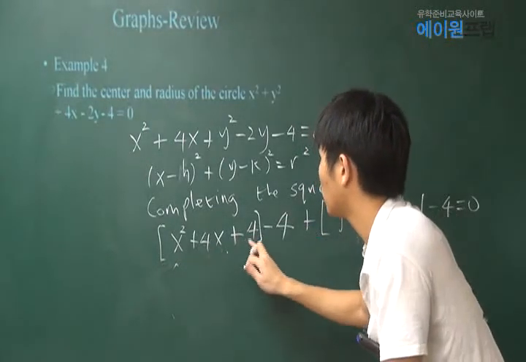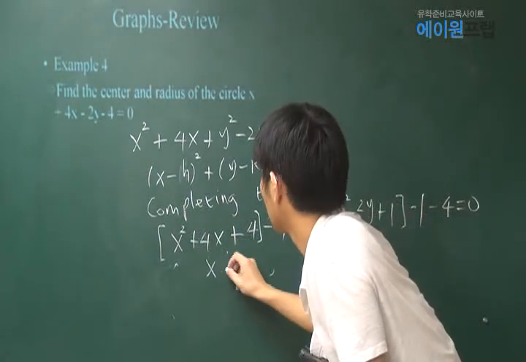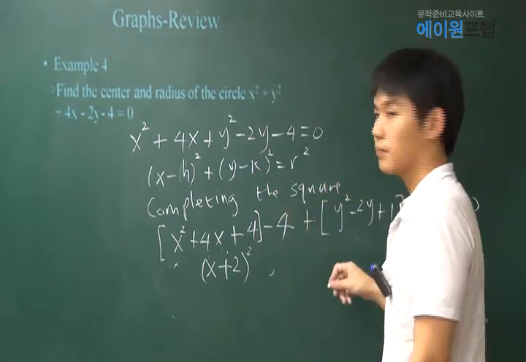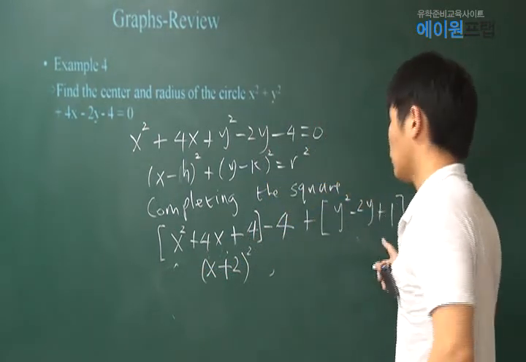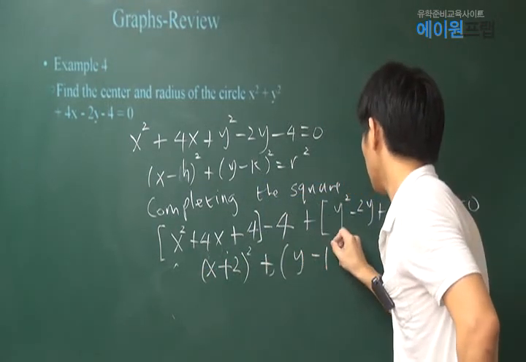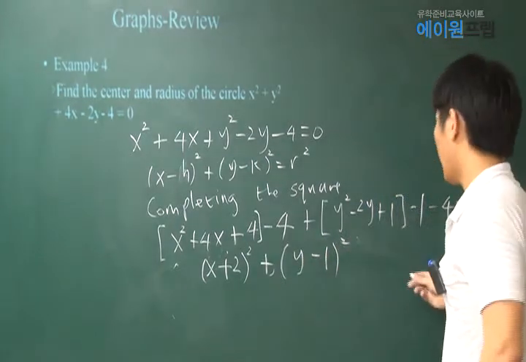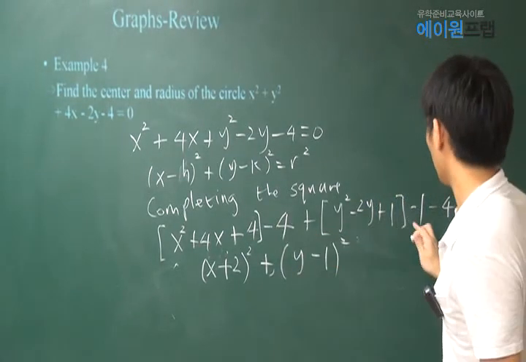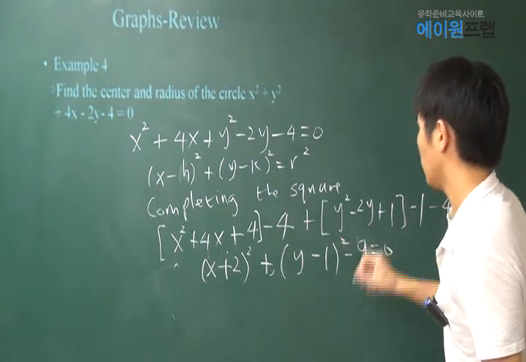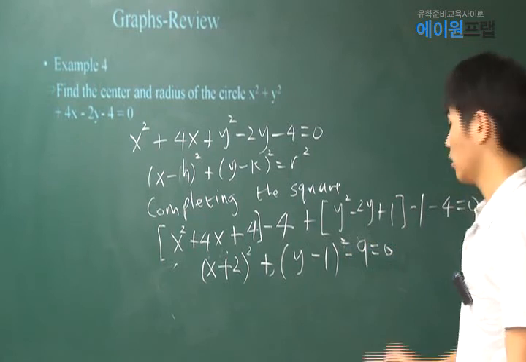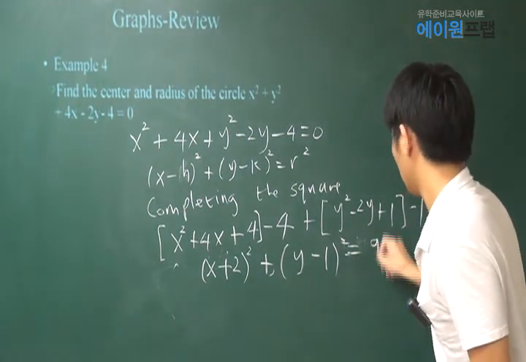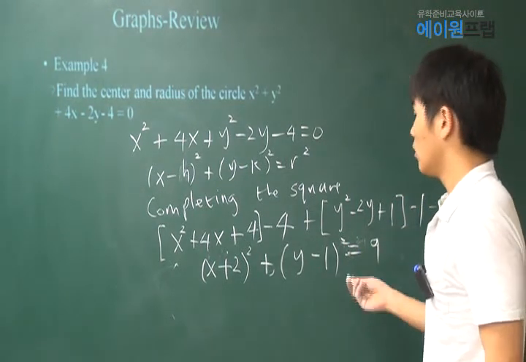So x squared plus 4x plus 4 is the square of x plus 2 squared. The y squared minus 2y plus 1 is what? It is y minus 1 squared. And lastly, we put all the values together: negative 4, negative 1, negative 4 is equal to negative 9, equals 0. If I move the 9 to the other side, that will be equivalent to 9. So what's the center and the radius?